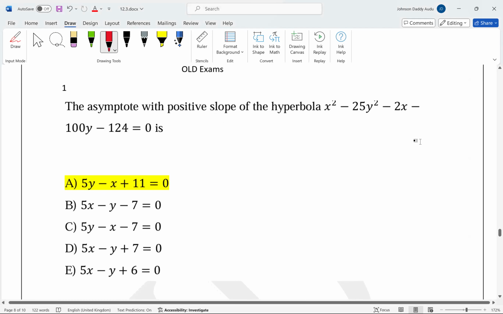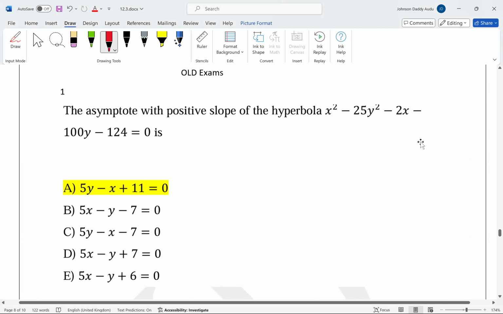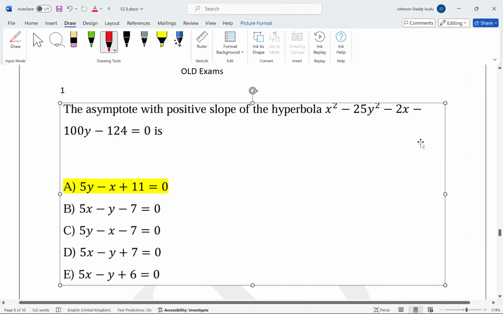All right, welcome back. So here we'll look at some old exams. Now, this question is asking for the asymptotes with positive slope of the hyperbola. So first of all, you need to know what type of hyperbola you're dealing with.